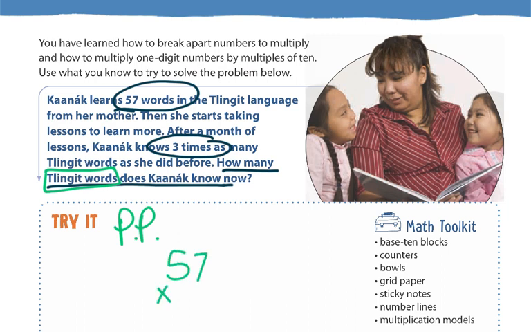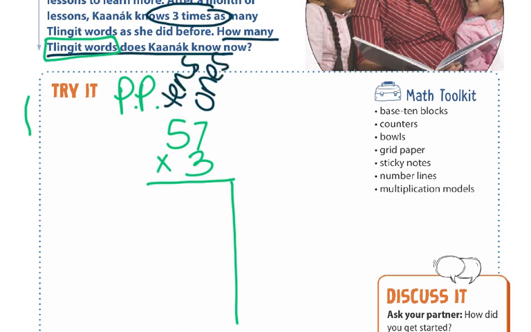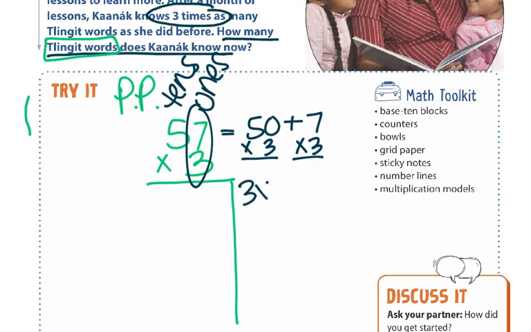57 words times 3. She knows 3 times as many as she did before after she started taking lessons. Okay, don't forget that this is in the ones place, tens place. So if I did expanded form for 57, I'd have 50 plus 7, which is the same thing as taking each number times 3. Okay, 3 times 7 is 21.